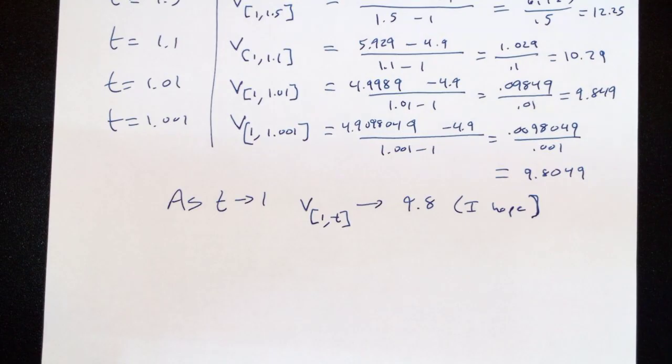But I did this all with t-values that were bigger than 1. We should do it again with t-values that are less than 1, to make sure we get the same thing from both directions. So let's run this one more time.